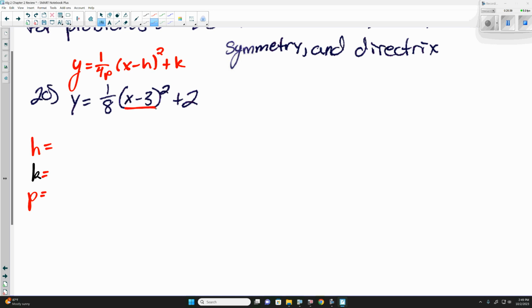So h would be located inside the parentheses, yes? The number in there is 3, and it is opposite, since it's minus 3, it actually comes out as positive 3. The value of k is 2. Would it be positive or negative? Positive. And the last thing we need to do is find the value of p. P is 1 over 4 times the number in front of the term being squared, which is 1/8.